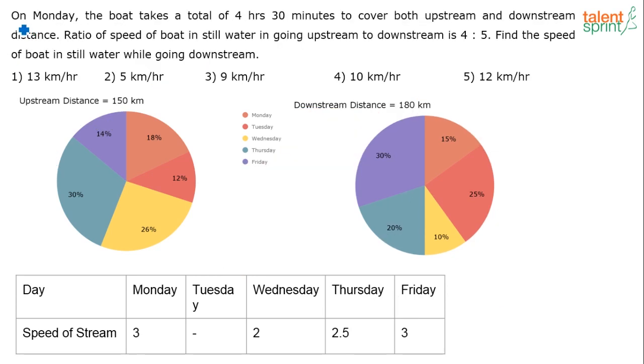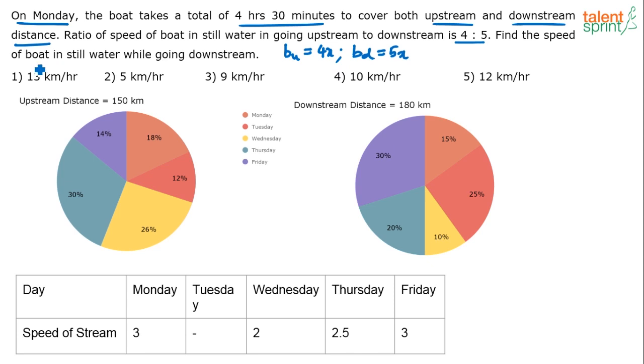So here's the next question. On Monday, the boat takes a total of 4 hours and 30 minutes to cover both upstream and downstream distance. Ratio of speed of boat in still water in going upstream to downstream is 4 is to 5. Find the speed of boat in still water while going downstream. So basically it says Monday is the day and the boat takes a total of 4 hours and 30 minutes to cover both upstream and downstream distances. Now the ratio of the boat going upstream versus going downstream is 4 is to 5. So, speed of the boat upstream is 4x, downstream is 5x.